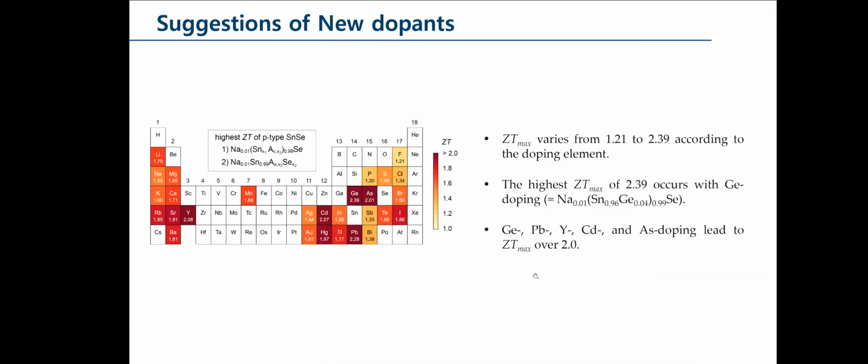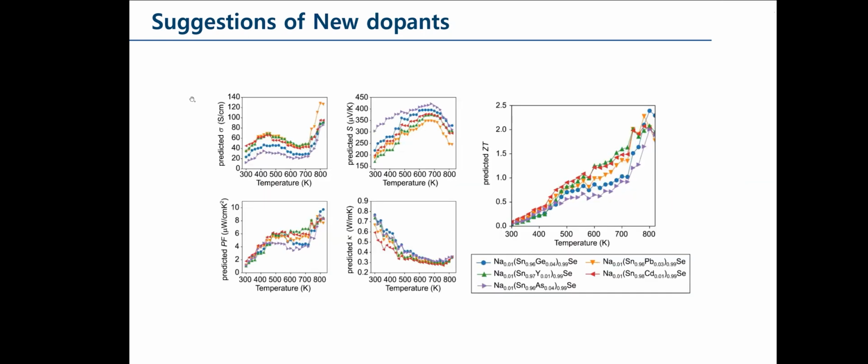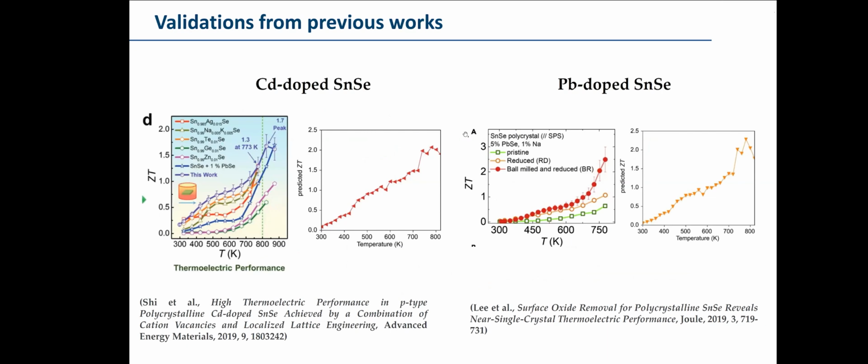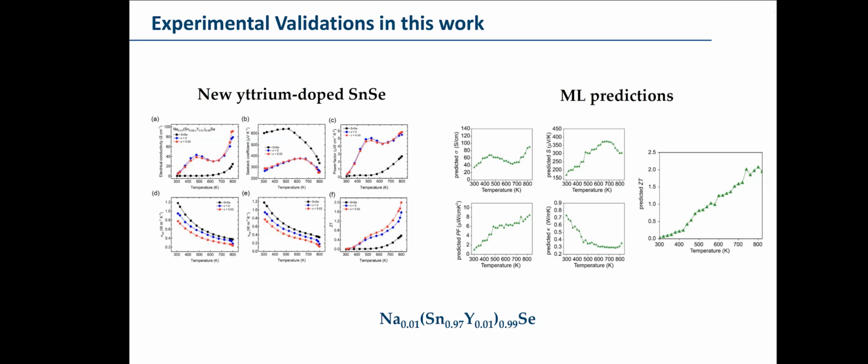This is our suggestion. We suggested five different dopants, which lead to zT max values over 2.0. Then we can predict all the properties with respect to temperature for the five candidates. Three of the five candidates were already reported in previous reports: cadmium doped, lead doped, and germanium doped. Professor In Chang's group synthesized the new yttrium doped tin selenide thermoelectric materials after our ML suggestions, and we compared their experimental measurements with the ML predictions. You can see quite a close curve between the real measurement and the ML predictions.